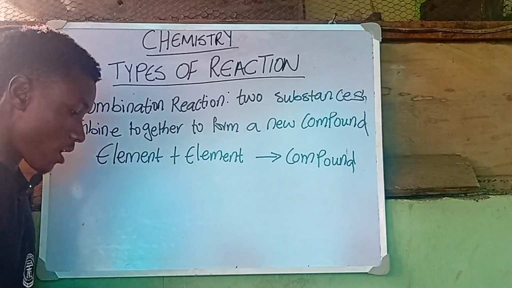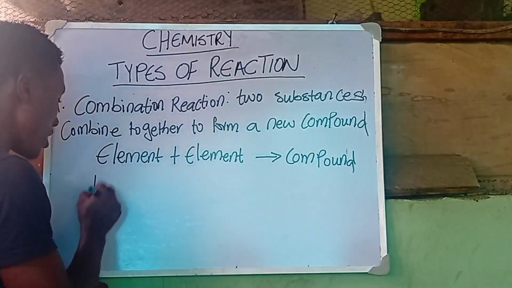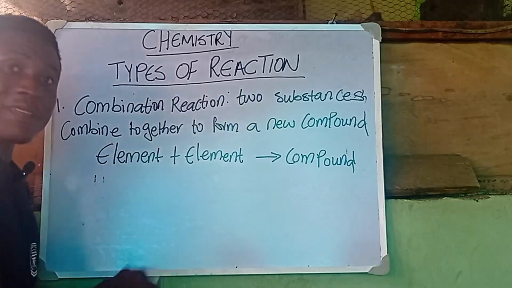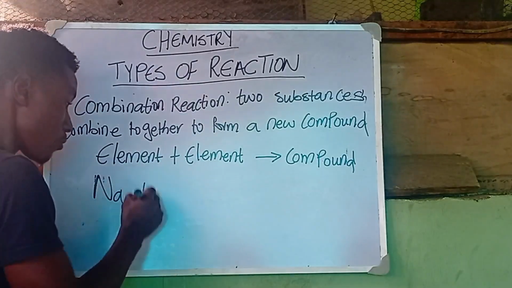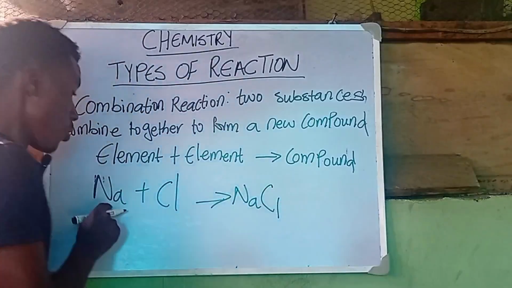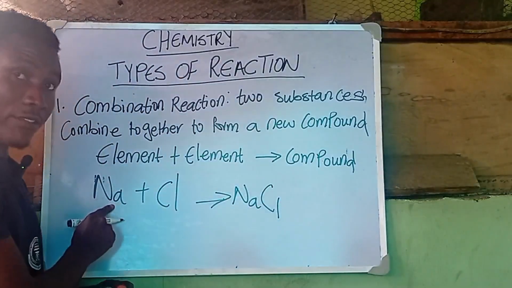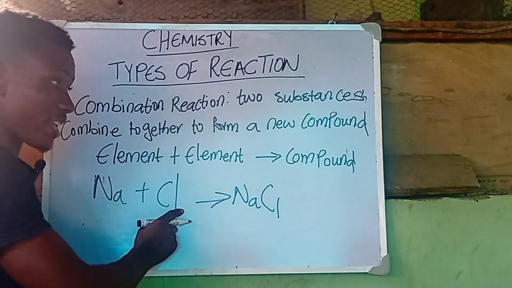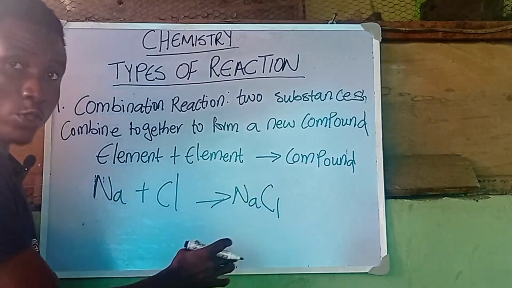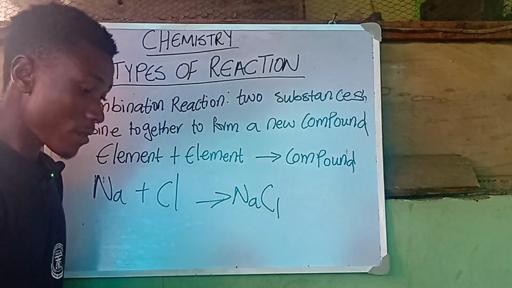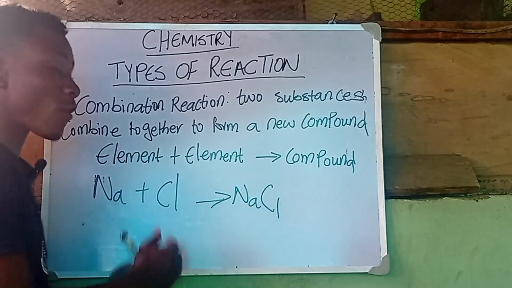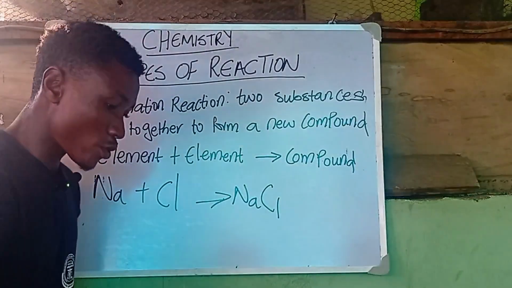So let's simply use, for example, hydrogen, or any element. We say sodium plus chlorine giving us sodium chloride, for example. So sodium is an element, which is a reactant, plus chlorine, which is an element, which is a reactant, giving us sodium chloride, which is a compound, and which is the product, right? So that is what a combination reaction is all about. It's simply when two substances come together to form a new compound, mostly an element plus an element, giving us a compound.